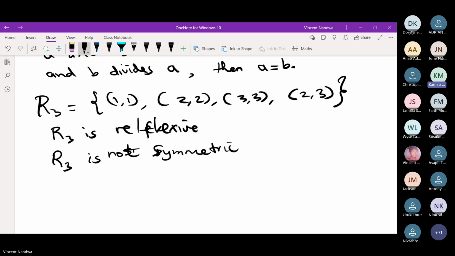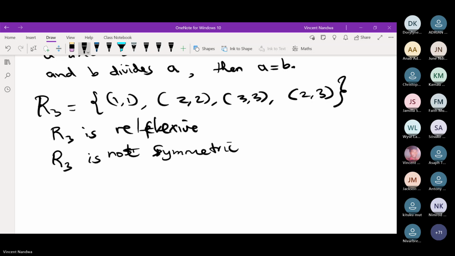For XY, which is in R, yes. There's no YX; YX is not in R. So now when they ask for a reason, just give a specific element that makes that definition not hold. That's enough. A specific element that is lacking in R3 that makes it not conform to the definition of symmetric.